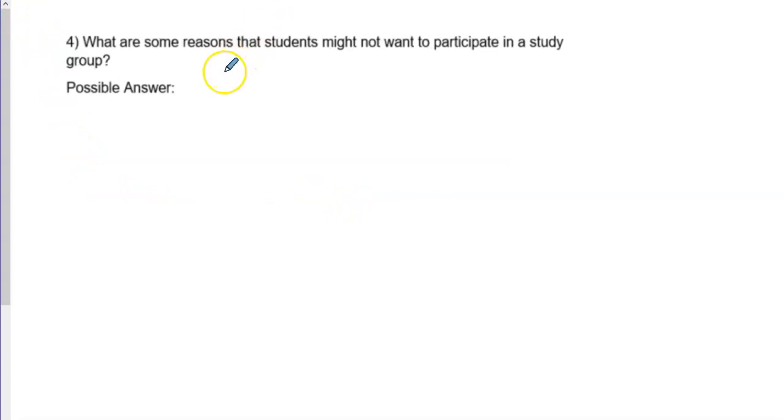Now, what are some reasons that students might not want to participate in a study group? I want you to think about this as an individual. Are there reasons why you wouldn't like to be part of a study group? Have you had some experiences that put you off? I want you to write this down, and then we will also discuss this as a unit.